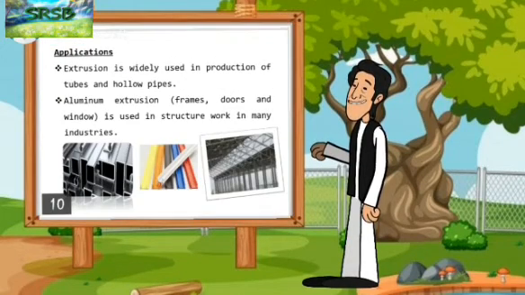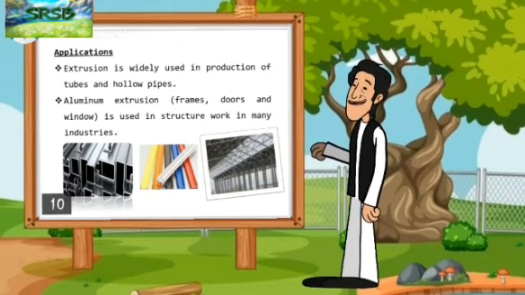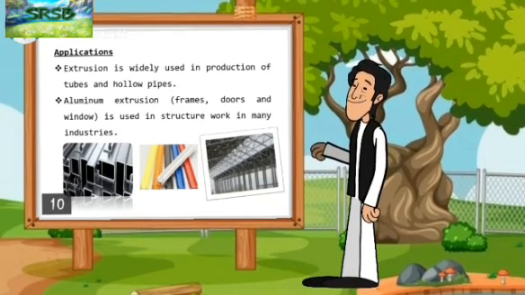Now, applications of the extrusion process. Extrusion is widely used in production of tubes and hollow pipes. Generally, aluminum extrusion is used to produce frames, doors and windows, used in structural work in many industries.